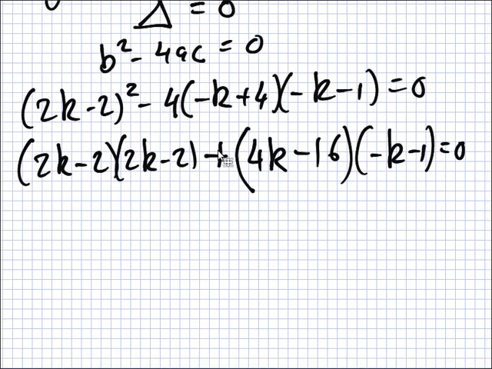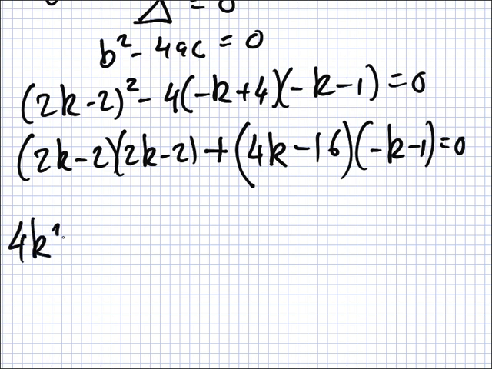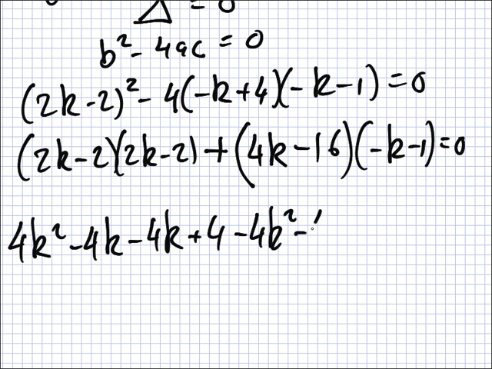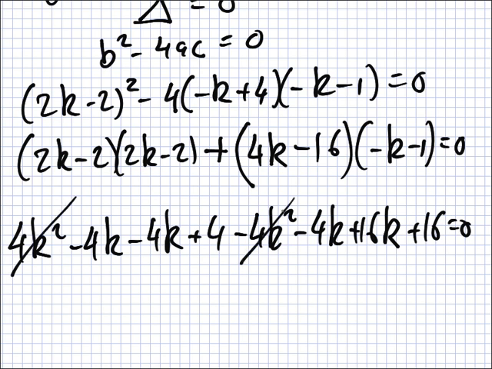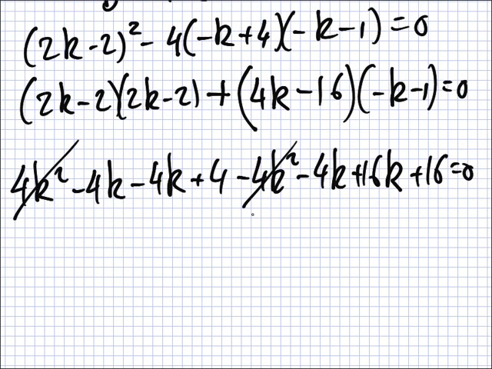Now let's expand. 2k by 2k, 4k squared. 2k by minus 2, minus 4k. Minus 2 by 2k, minus 4k, and finally minus 2 by minus 2, plus 4. 4k by minus k, squared. 4k by minus 1... minus 16 by minus k, plus 16k, and finally minus 16 by minus 1. Now, do you notice that that cancels with that? I did that on purpose. I made the question so that you're only left with a simpler equation.